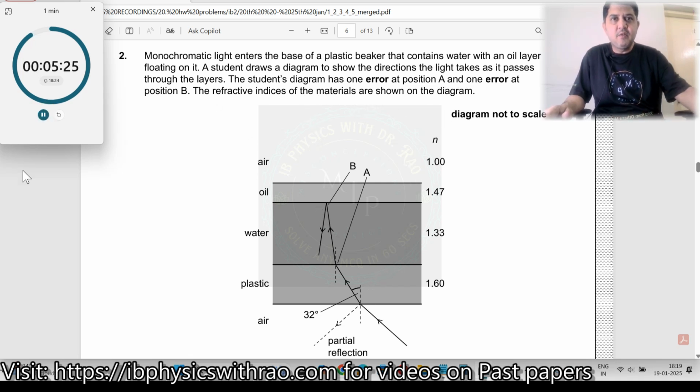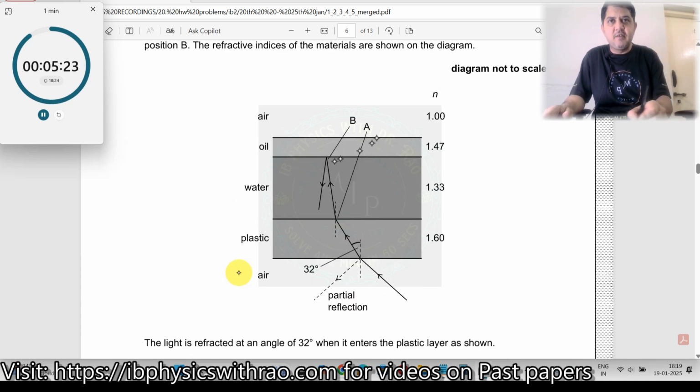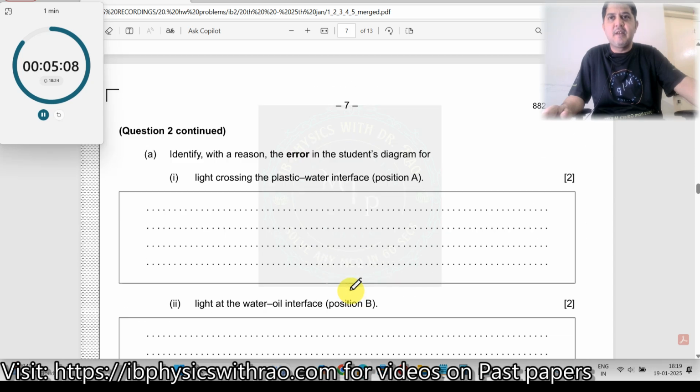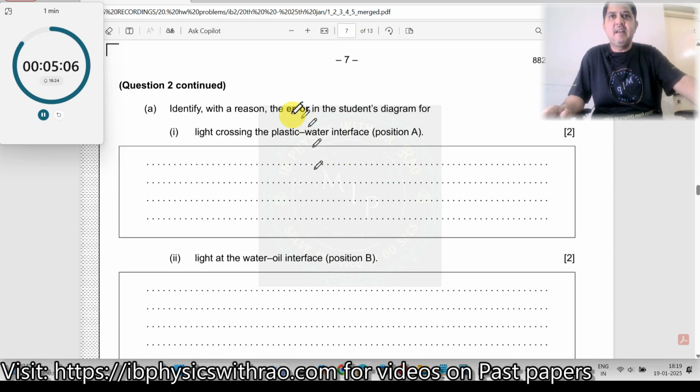Now, what is being asked? There are 2 errors here, at point A and point B, and we need to identify them. Light is refracted at an angle of 32 degrees when it enters the plastic layer as shown. Identify, with the reason, the error in the student's diagram for the light crossing the plastic-water interface, position A, and the water-oil interface, position B.